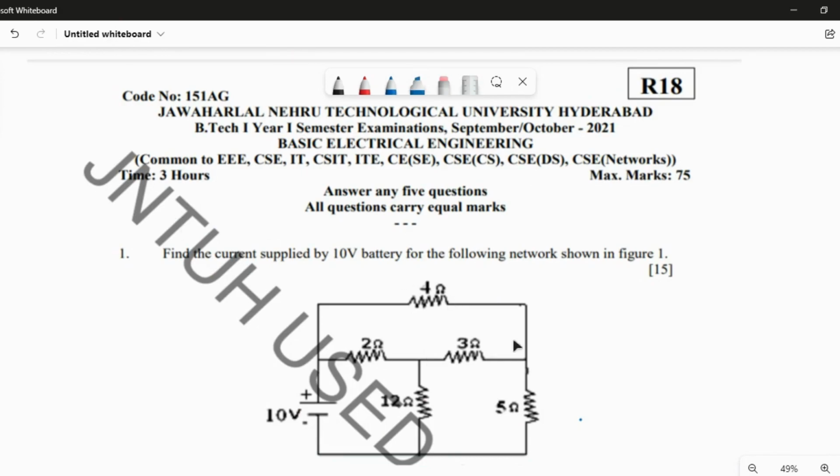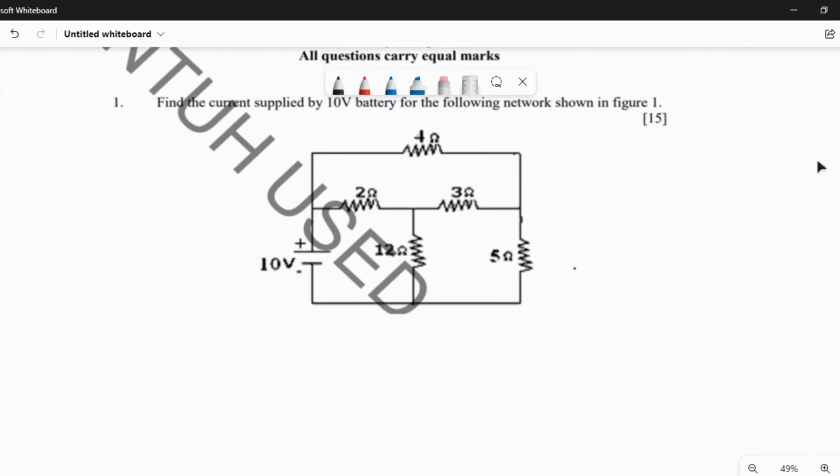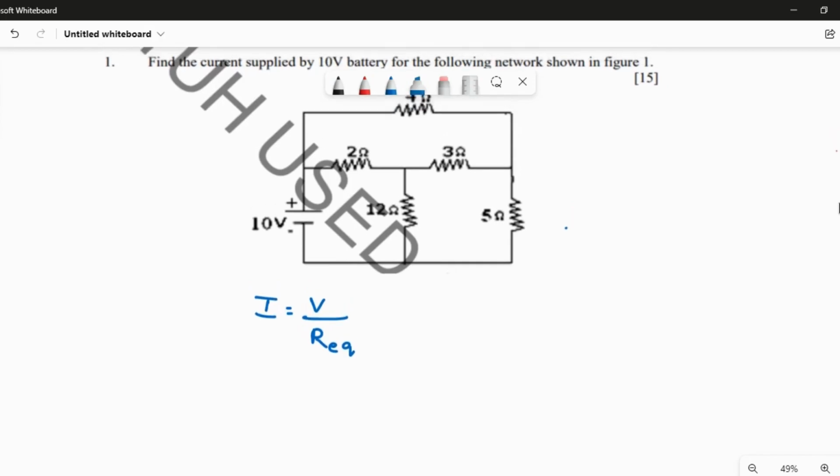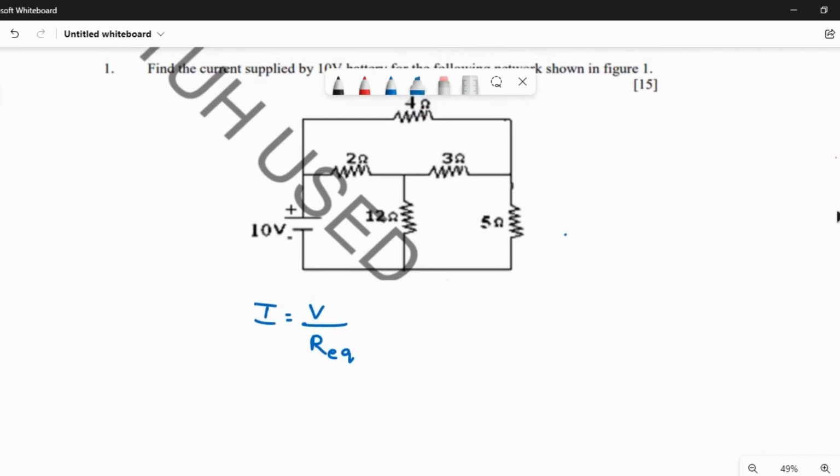The first question given is: find the current supplied by the 10 volts battery for the following network. In this network, we have to find the current passing through the entire network. For that, the formula is I is equal to V by R equivalent. The voltage is given in the problem, that is V is 10 volts, and you have to find the equivalent resistance. So how can we find the equivalent resistance?